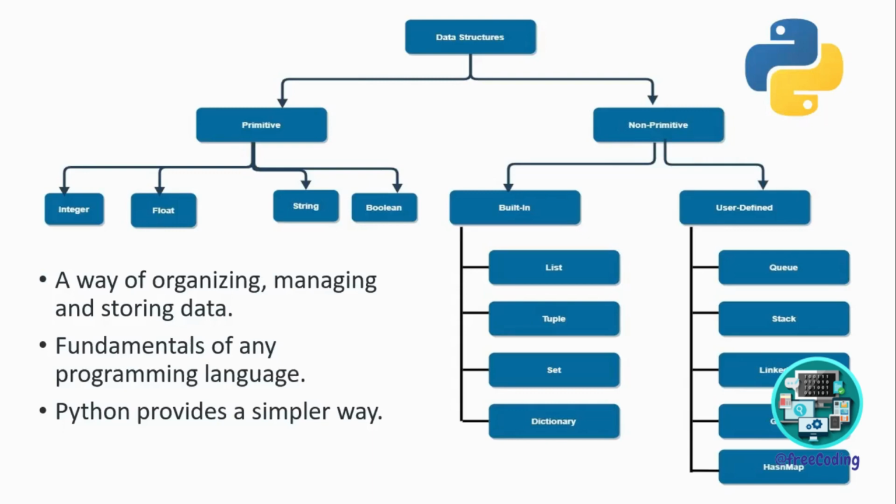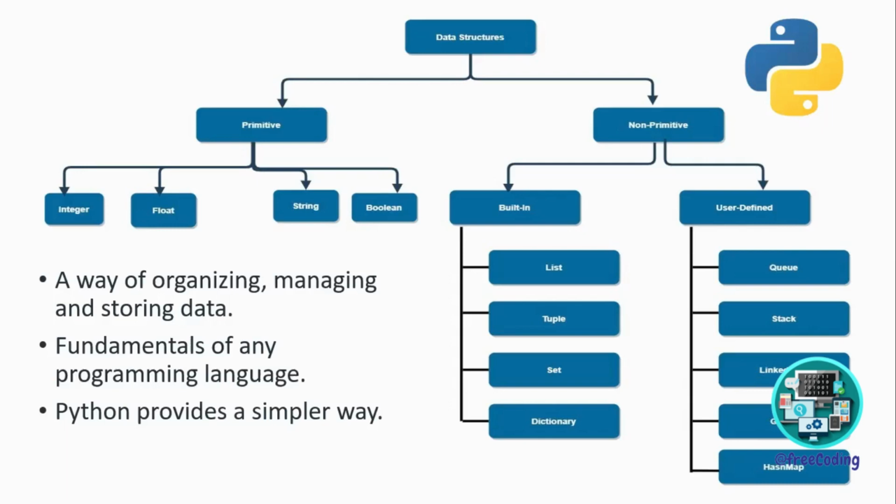So data structures are the fundamentals of any programming language that you go for. And Python provides you a simpler way of understanding these data structures here. And data structures are of two different types here. One is primitive and the other one is non-primitive, as you can see in the picture. And primitive is nothing but the one that we saw in the previous session. The integer, float, complex, string, boolean, all these come under primitive data structure.